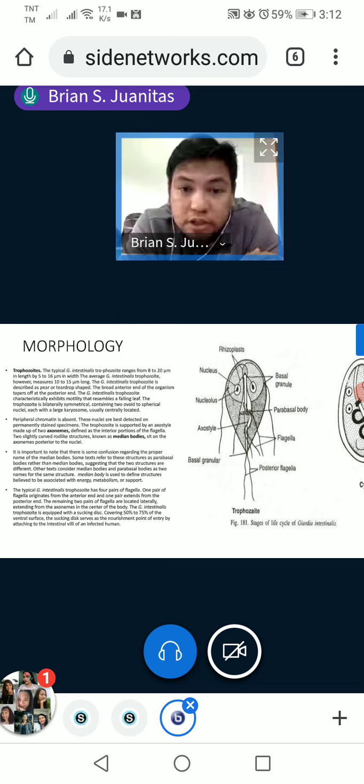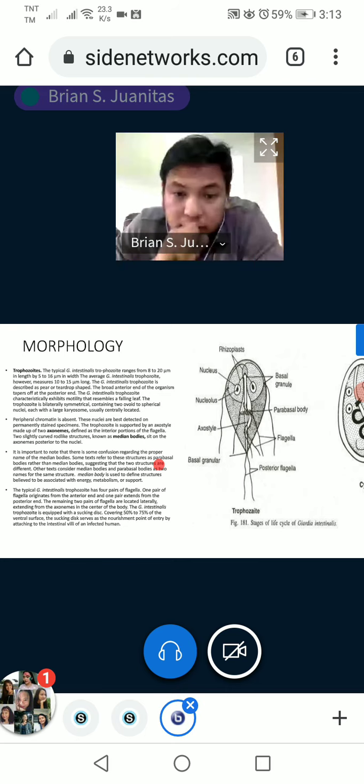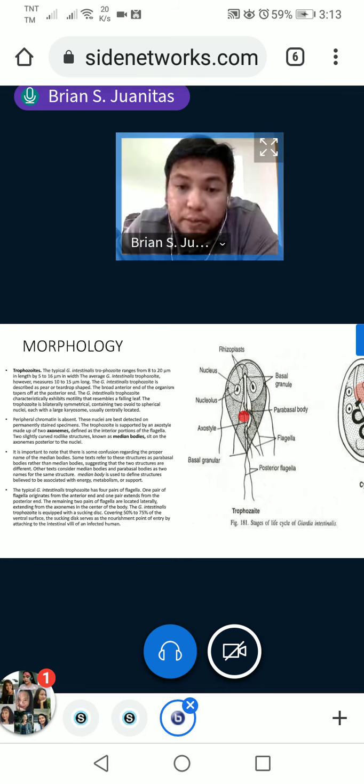Okay? Meron din siyang axostyle sa gitna, which is composed of the axonemes. Yun yung nasa loob. Okay? The axoneme, class, is the interior portion of the flagella. Yun yung nakakonekta sa labas. Okay? 2 slightly curved rod-like structures known as the median bodies. Okay? Sa ibang book, class, they call it the parabasal bodies. Okay, from the name itself, it is located in the median part.